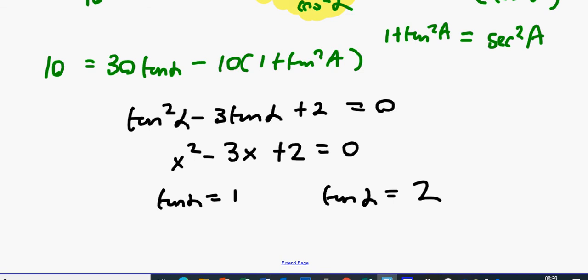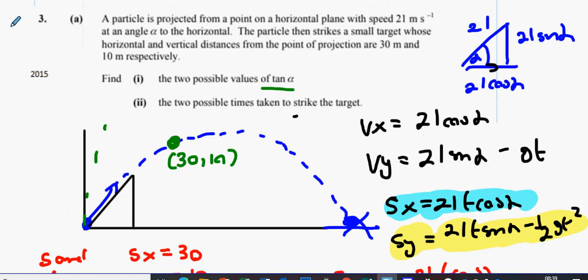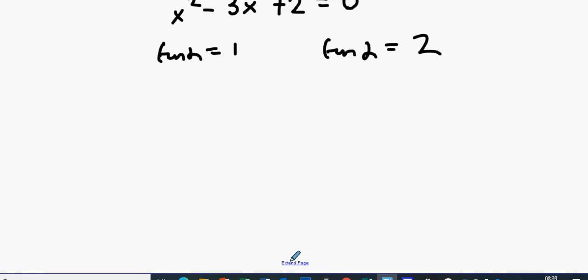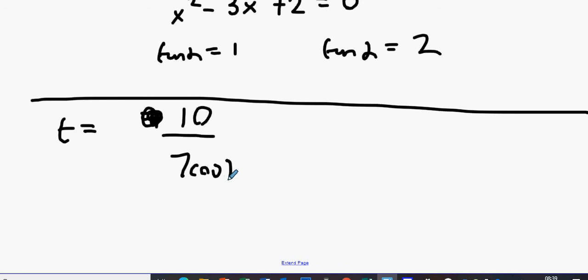Now, part 2 is: find the two possible times taken to strike the target. So we actually have the value here. We know that the time taken is 10 over 7 cos alpha. Now the only issue here is that we don't know what cos alpha is.